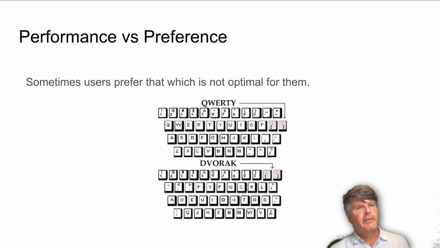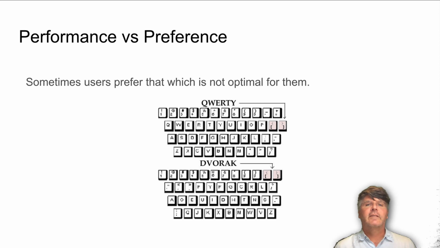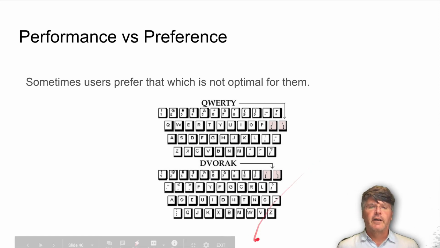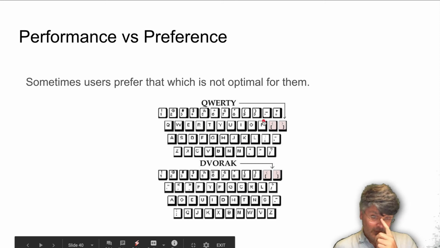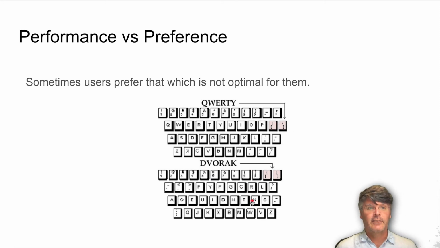Performance versus preference. Sometimes users prefer that which is not optimal for them. So the Dvorak keyboard was proposed to replace the QWERTY keyboard because it is faster, easier to type, etc. But people just didn't like it, right? So people were used to it. There was too much of a switching cost. So yeah, people are just sometimes going to prefer things that are not optimal, and that's fine. You just have to accept it.